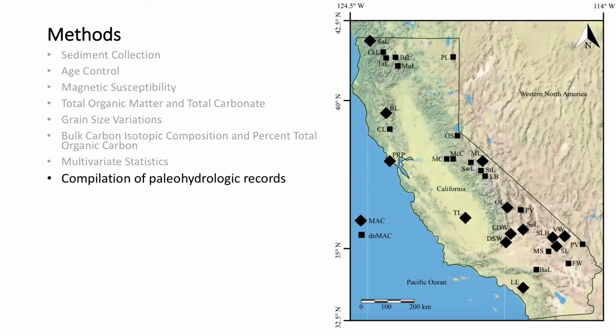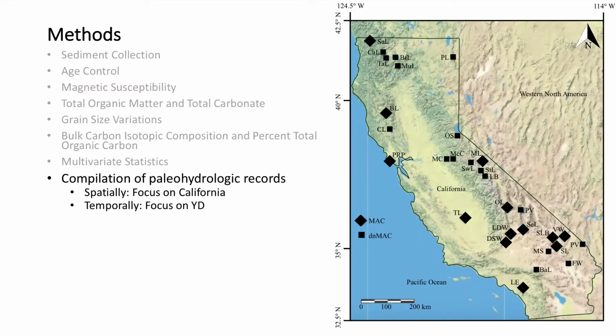And lastly, compilation of paleoclimate records. To evaluate the hydroclimate of the Western United States during the Younger Dryas, we compared the study with other published hydrologically sensitive records. Our site comparison criteria are both spatially and temporally defined. We established the spatial criteria to focus on California only, to limit the number of sites to a reasonable amount.